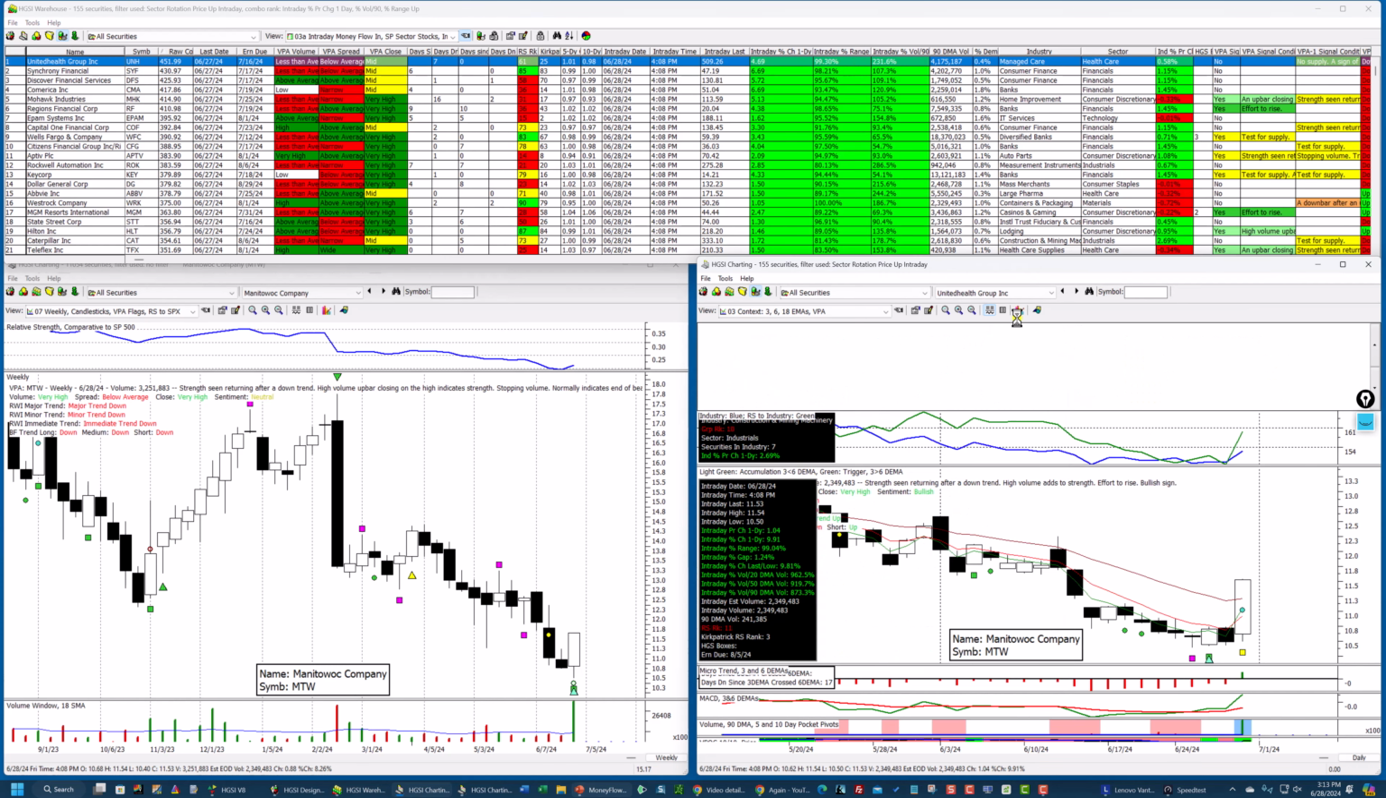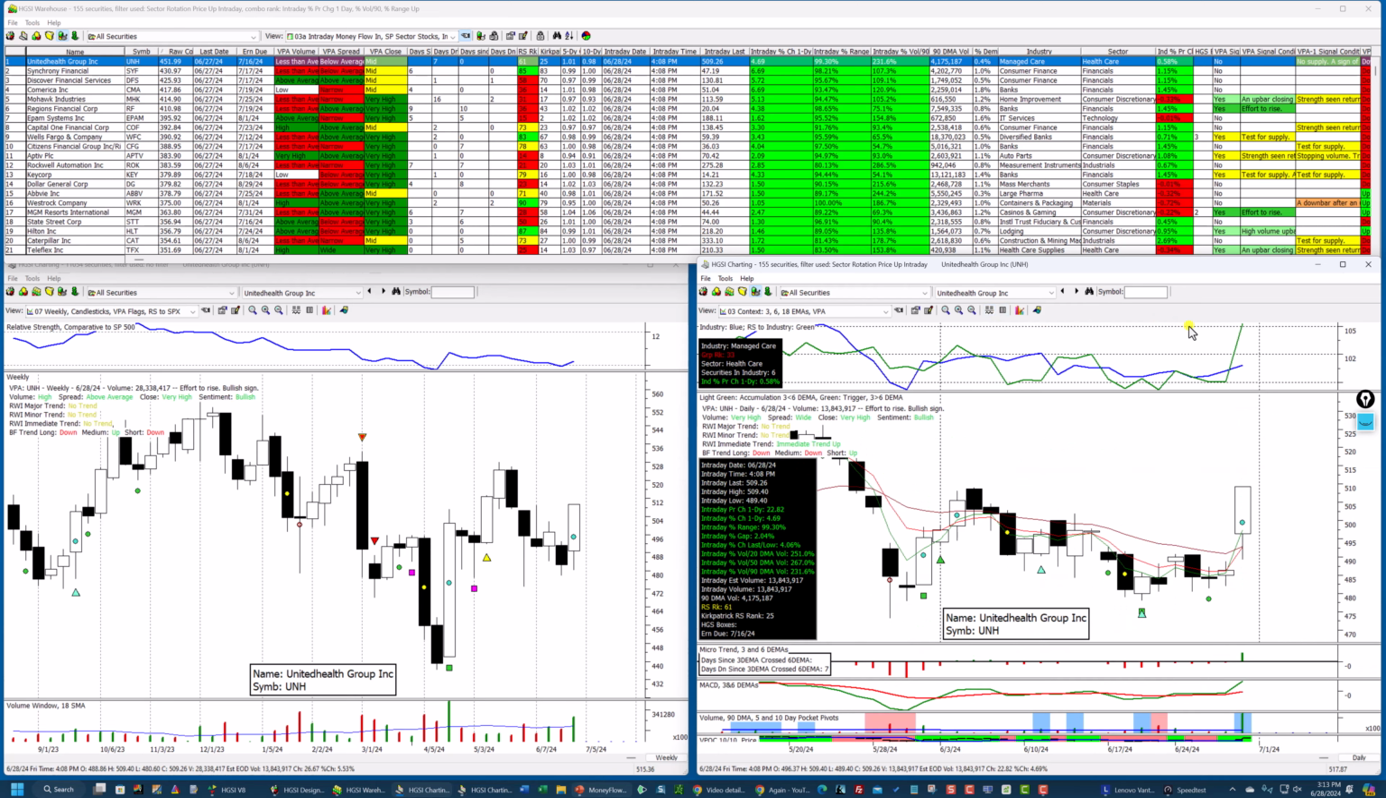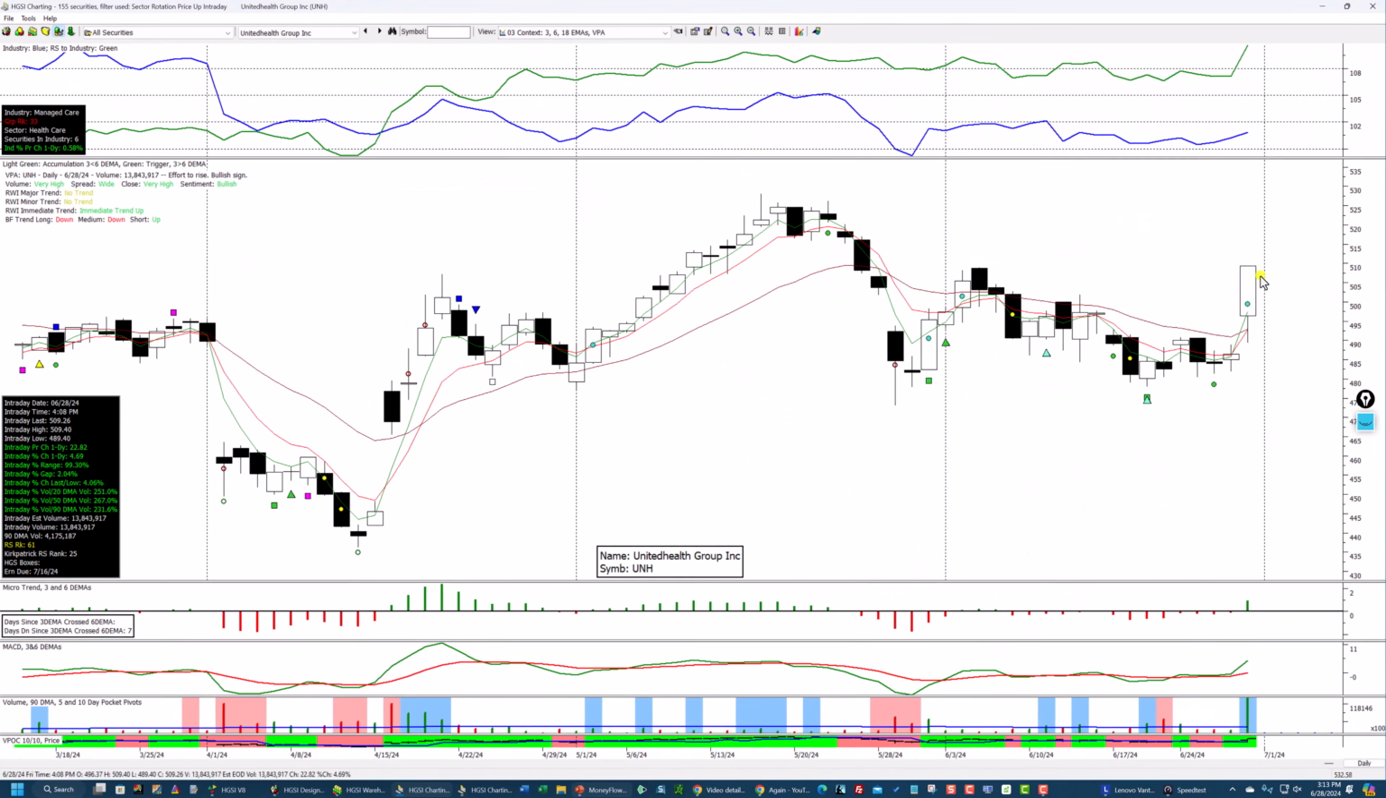So let's take a look at United Healthcare. Going to get rid of this. Take it all the way up. So here's the VPA flag, the no supply from the prior day. Nothing yesterday, but today there is an effort to rise on very heavy volume. Big volume spike, and the VPOC turned positive back here a few days ago.